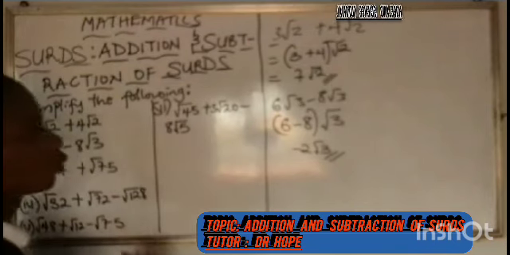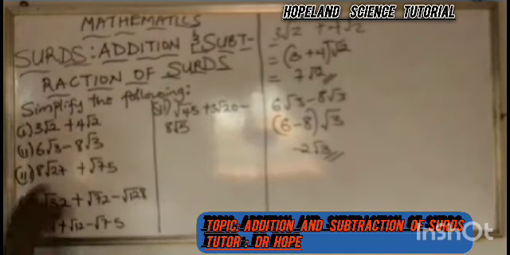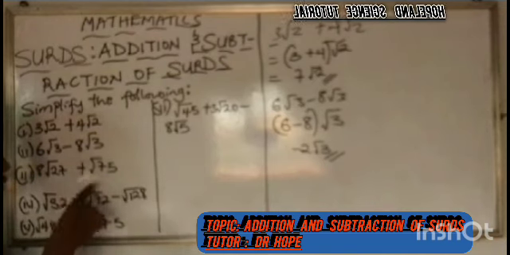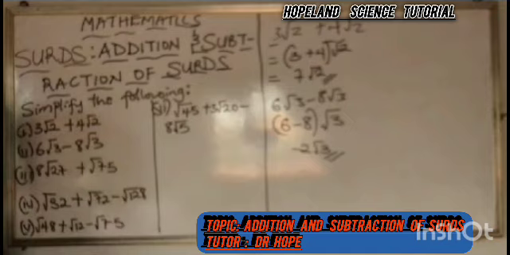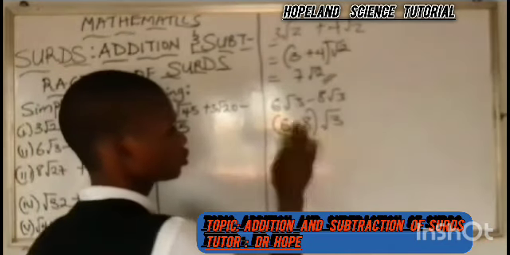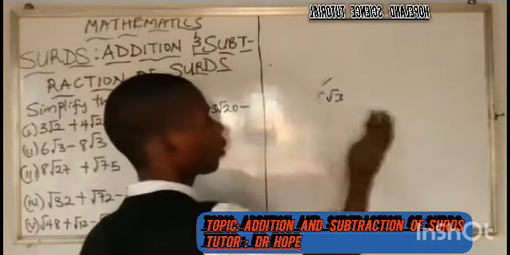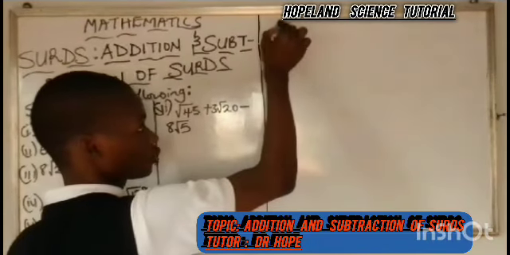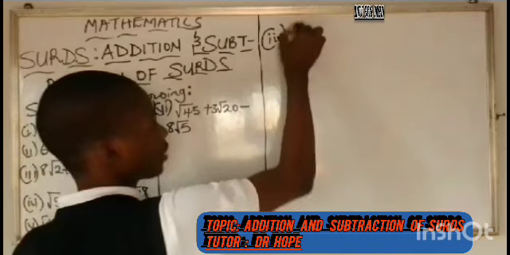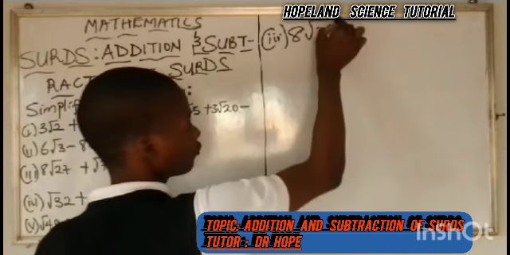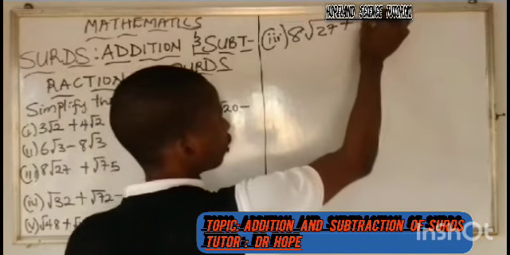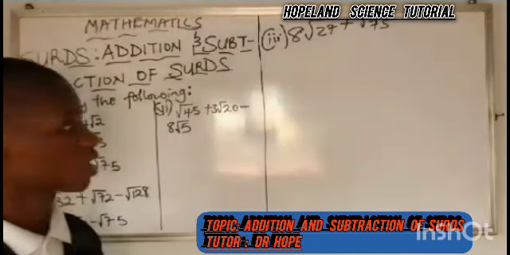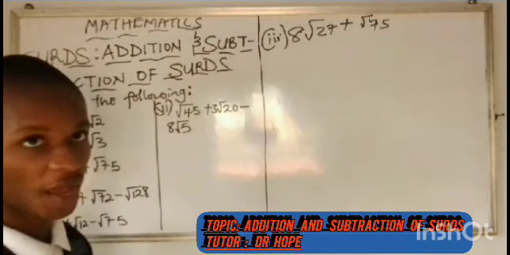Now let's move on to the third one. We are asked to simplify 8 root 27 plus root 75. So permit me to clean this part of the board now. When we clean this part of the board, we are going to have, that's the third question we are solving now, don't forget, 8 root 27 plus root 75. Are we together? 8 root 27 plus root 75.